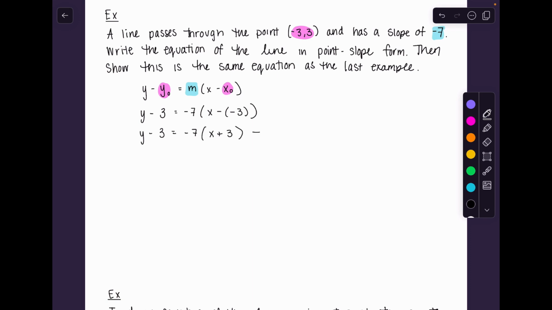So this form here, if we left it this way, this is point slope form. So if it asks for point slope form, writing it like this, perfectly fine. But to show it's exactly the same as the one we just did, we're going to solve for y to get this in the form y equals mx plus b.